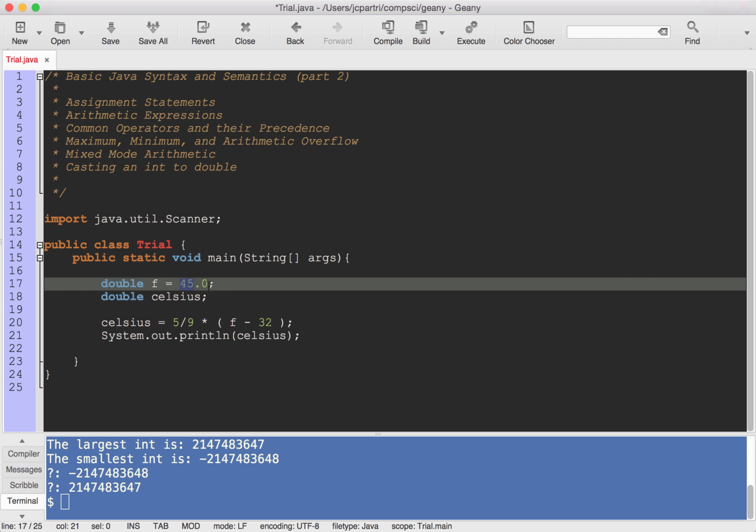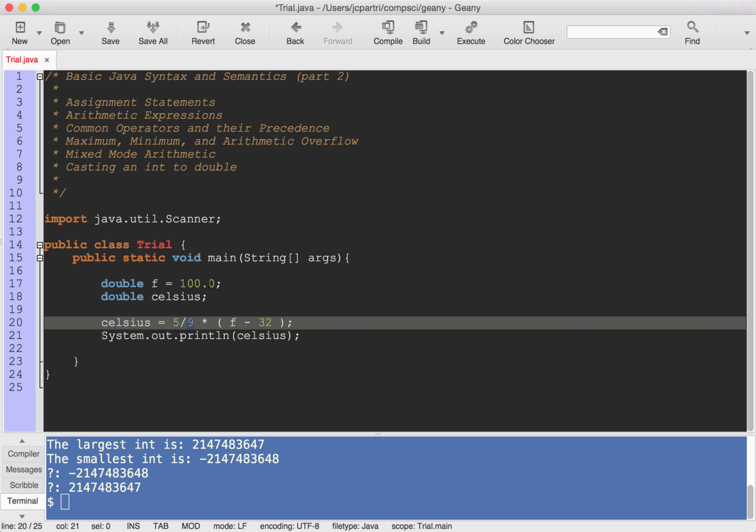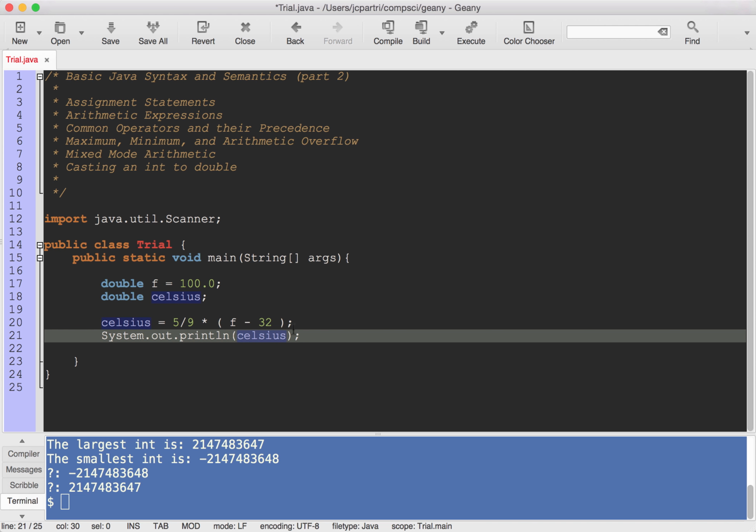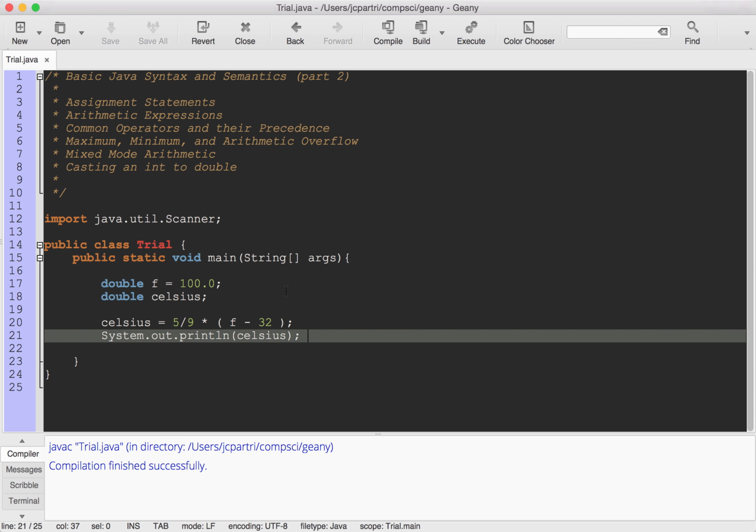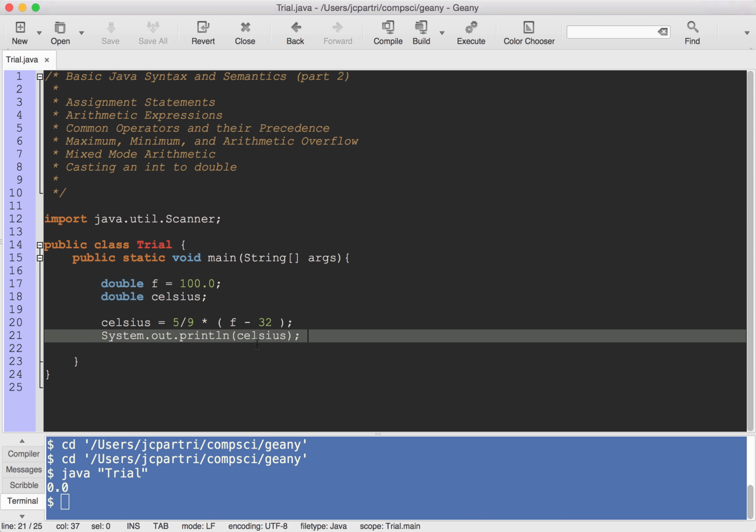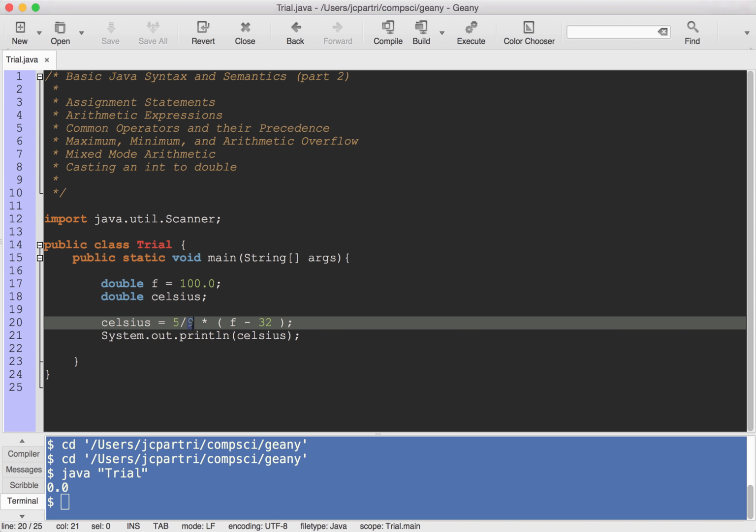And I'll tell you what, why don't we just make this 100 degrees Fahrenheit. All right, now it's not going to print what you think it might print. Some of you perhaps already see what's going to happen. But let's see what we get. We get 0. And 0 is not the correct answer. What happened? Well, what happened here is that 5 is an integer and 9 is an integer. And when Java performs integer division, it's not going to give you a decimal. It's going to give you another integer. So 5 divided by 9 will give you 0, because 9 doesn't go into 5 a whole number amount of times. So that's why it's going to give me 0.